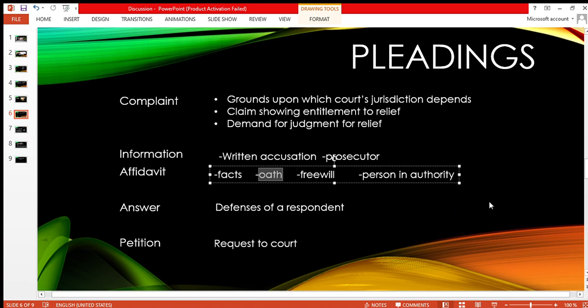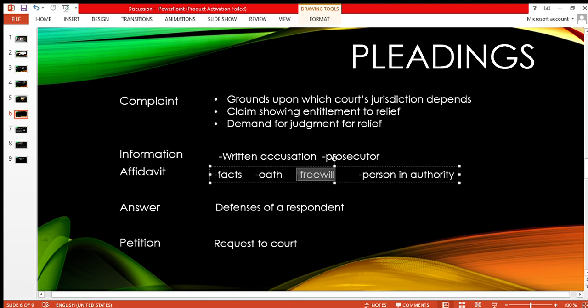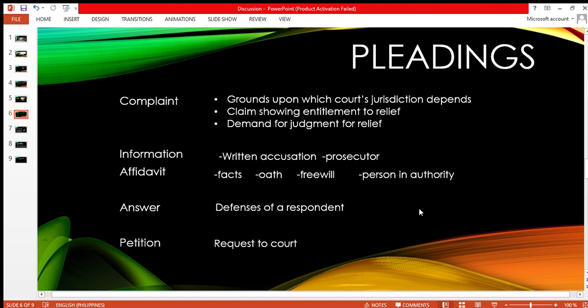The affiant takes this oath by placing his signature on his affidavit, executed in his free will, that there was no force and intimidation exerted upon the person of the affiant to execute his affidavit for or against the accused or the complainant. And this affidavit shall be submitted to the person in authority.